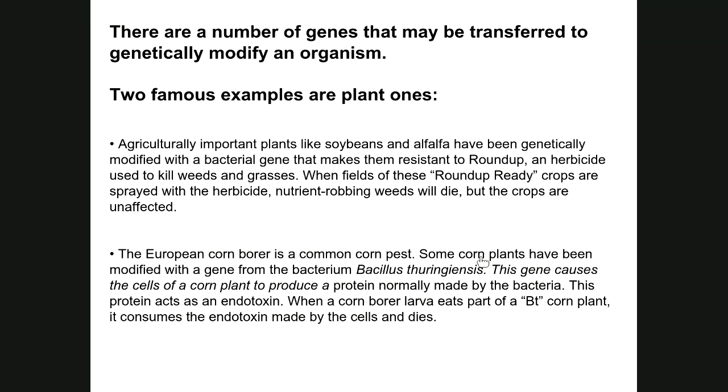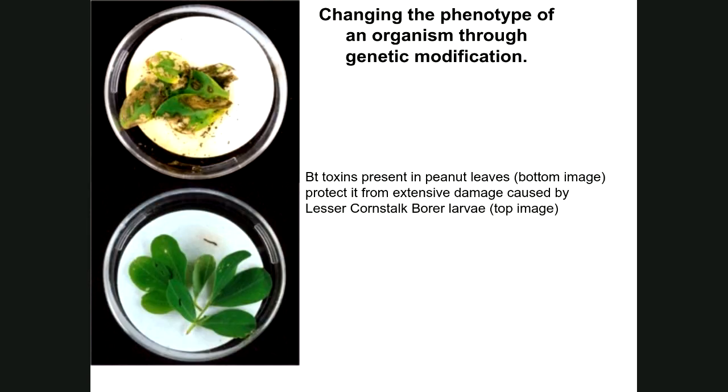Therefore, instead of having to use pesticides or insecticides, the plants themselves are expressing this bacterial endotoxin, which kills the larva, so the larva is able to feed a little bit on the plant, but not completely. But they haven't just used this toxin from Bacillus thuringiensis to transform corn plants. They've also used it to transform peanut plants.